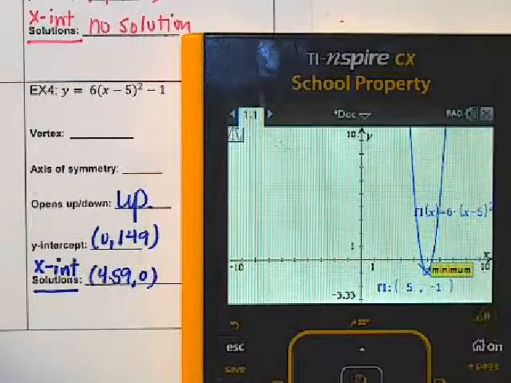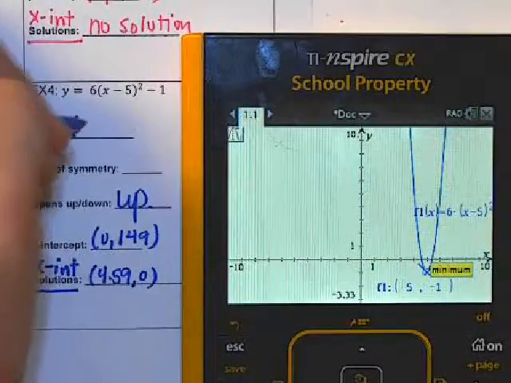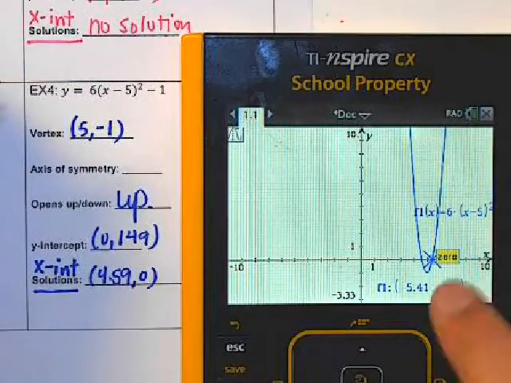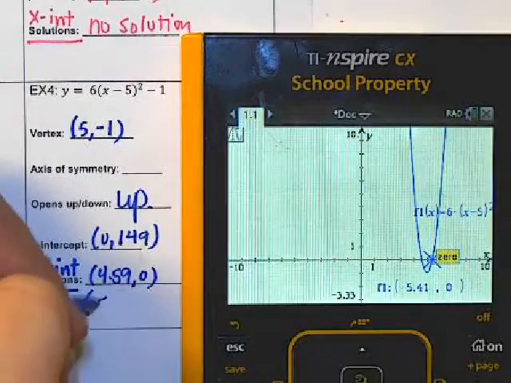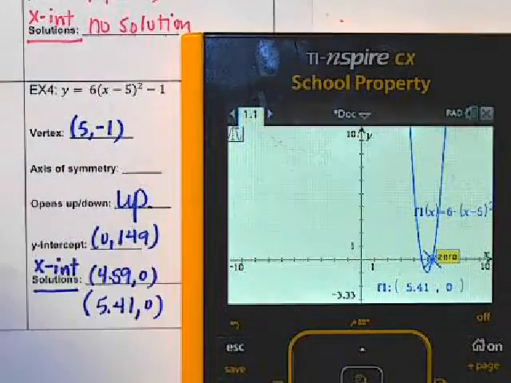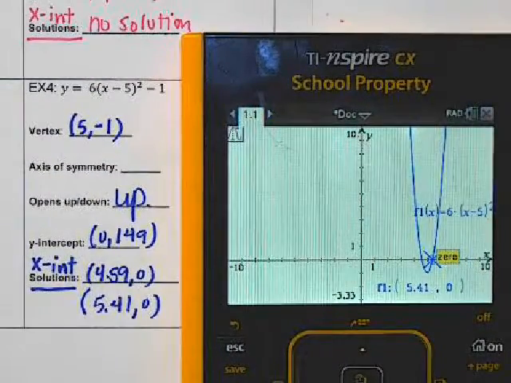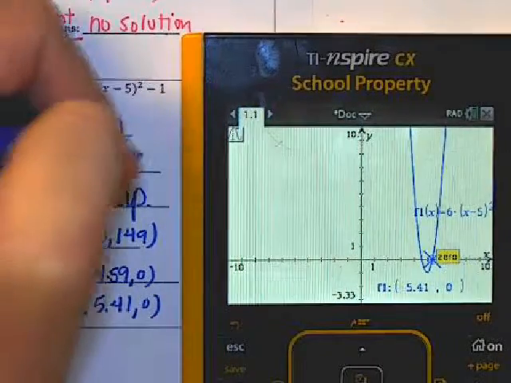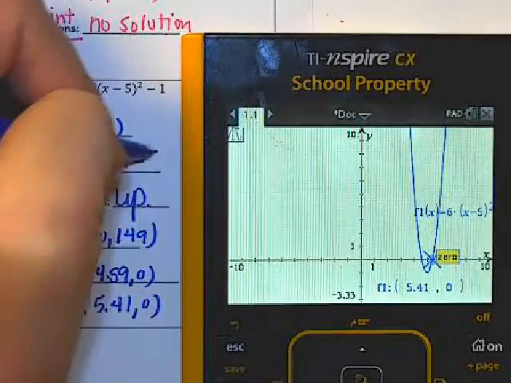My minimum pops up, which is (5, -1). Keep going to the right. My second zero pops up, which is (5.41, 0). And then the only thing I didn't answer is my axis of symmetry, which I have to write as x equals, the x in the vertex is 5, so x equals 5.